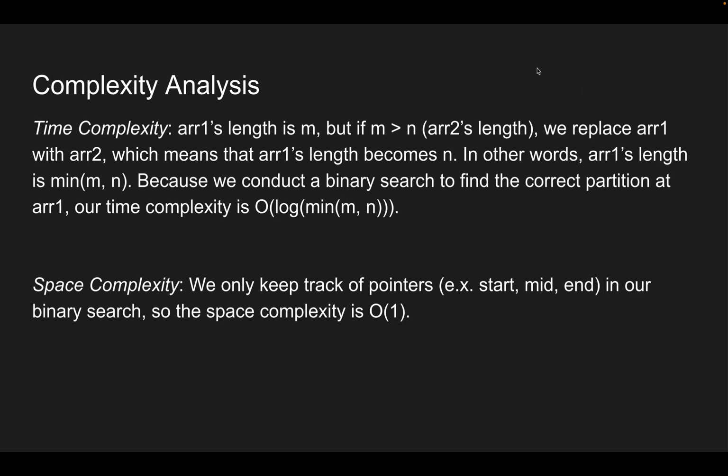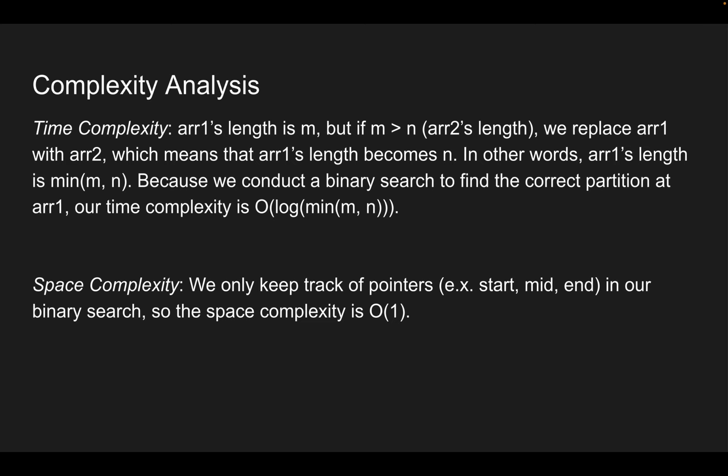All right, now let's do the complexity analysis. So with regards to time complexity, array 1's length is m, but if m is greater than n, which is array 2's length, we replace array 1 with array 2, which means that array 1's length becomes n. We just swap the two arrays. So in other words, array 1's length is the minimum of m and n. Now, because we conduct a binary search to find the correct partition at array 1, our time complexity is big O of the log of the minimum of m and n.